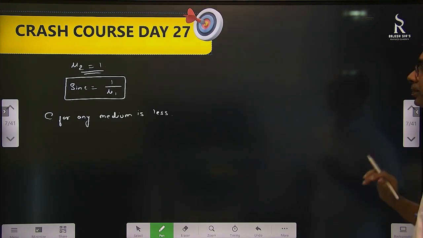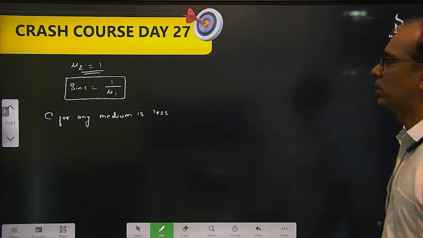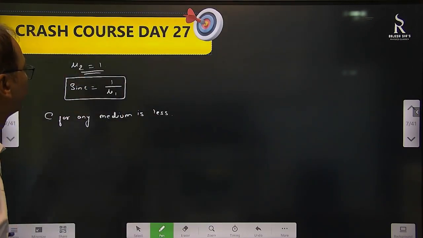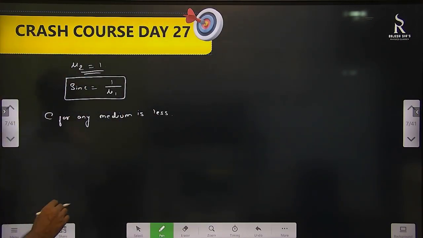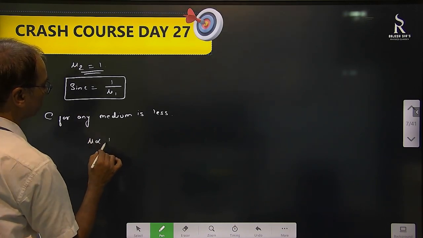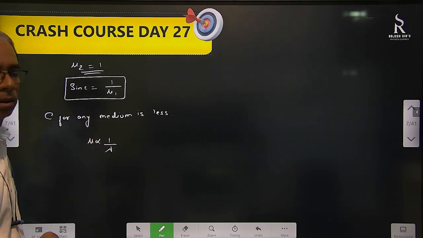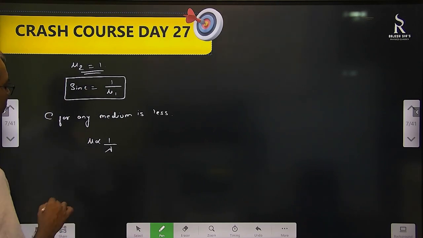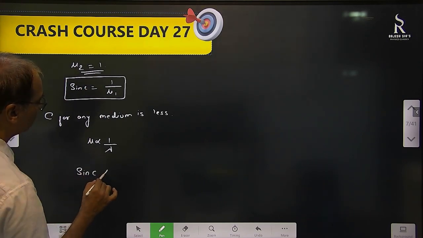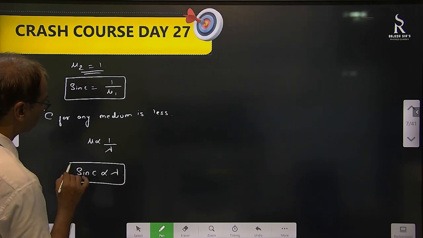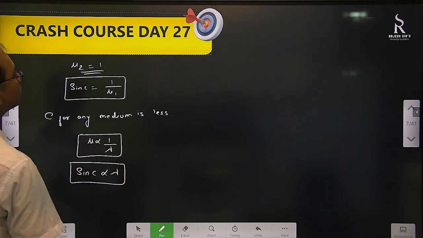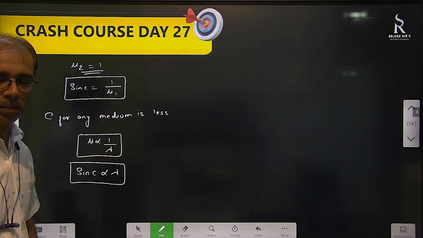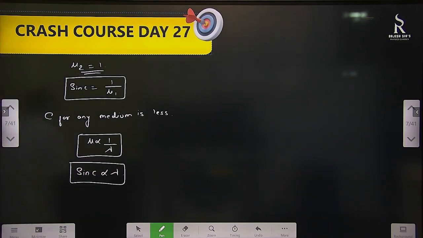Right, then we got this relation also that C for any medium is less. Now we will be correlating this with lambda. What we have already studied is that mu is inversely proportional to lambda, and sin C is also inversely proportional to mu. So can we say that sin C is directly proportional to lambda? Sin C is inversely proportional to mu, mu is inversely proportional to lambda, then sin C is proportional to lambda. Correct? And this is one relation we are getting.